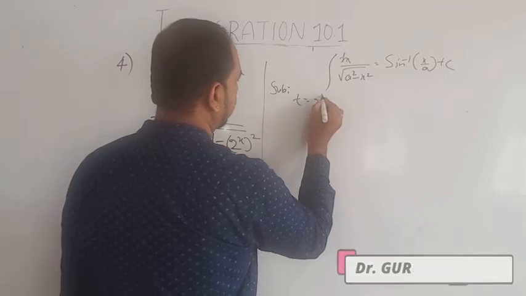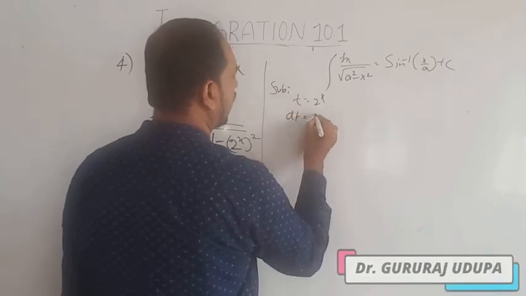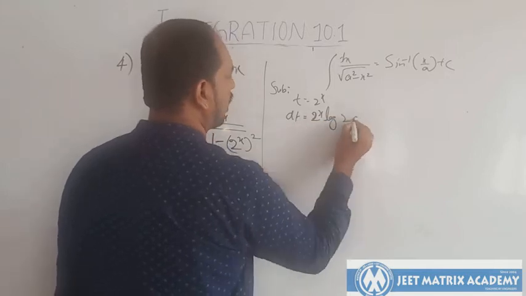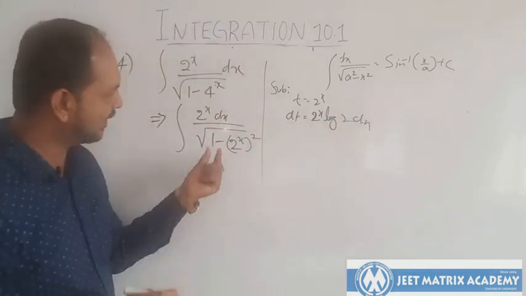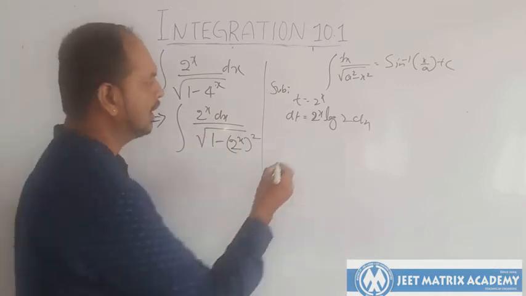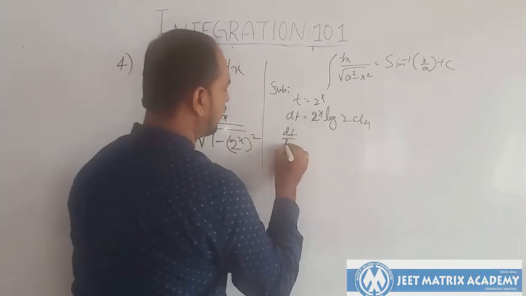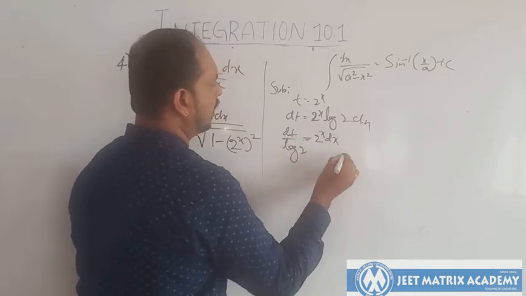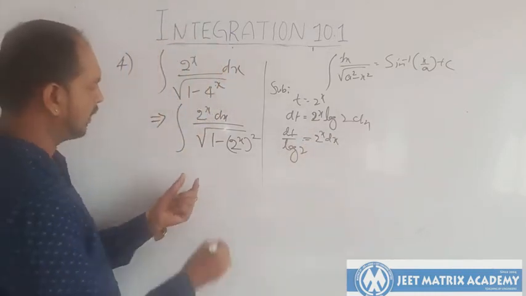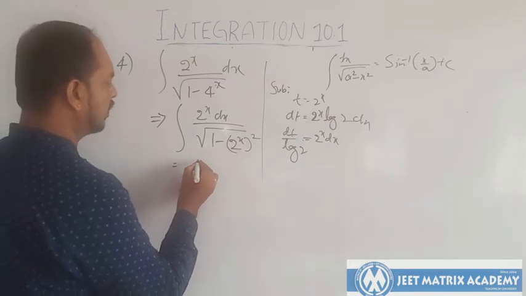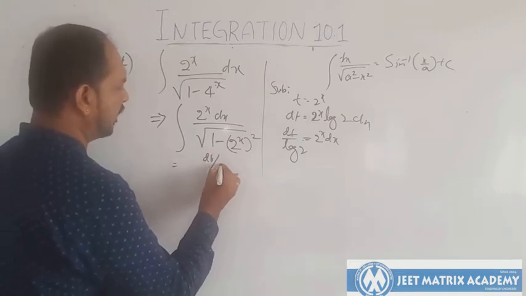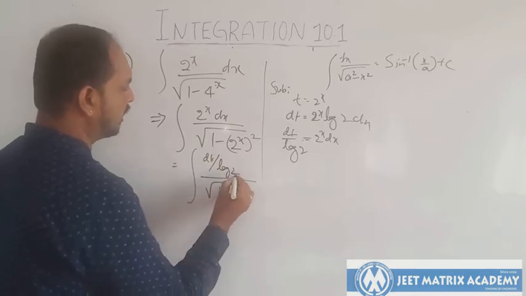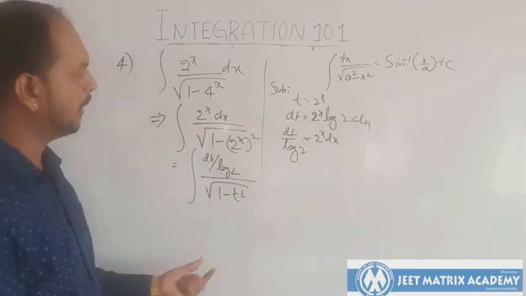t equal to 2 to the power x, dt equal to 2 to the power x log 2 into dx, but in the numerator here it is available 2 to the power x dx. So dt by log 2 equal to 2 to the power x dx. Now everything you can substitute, it is simple. So dt by log 2 root of 1 minus t square, am I right?